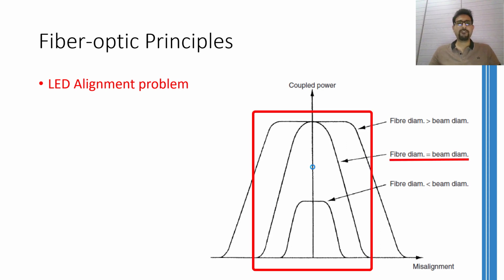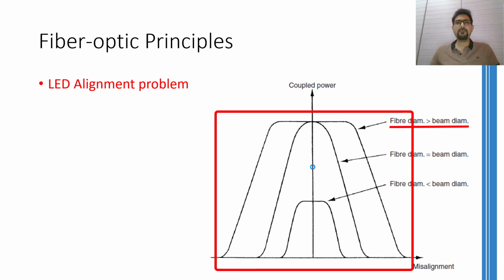In the second case, the fiber diameter might be equal to the beam diameter. In such a case, if there is perfect alignment, then complete power will enter into the fiber, whereas if there is a misalignment, reduced power will enter the fiber optic cable. In the last case, if the beam diameter is much less than the fiber diameter, then a bit of misalignment will not cause any problem.